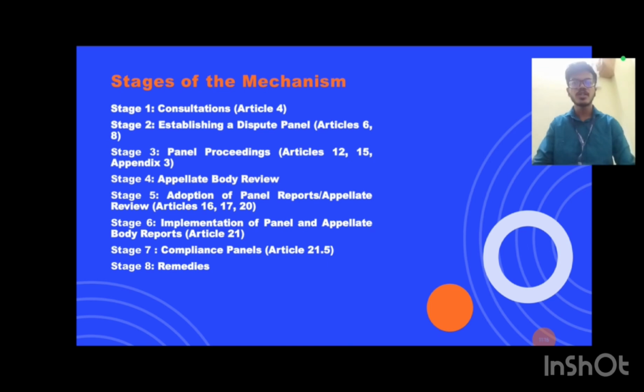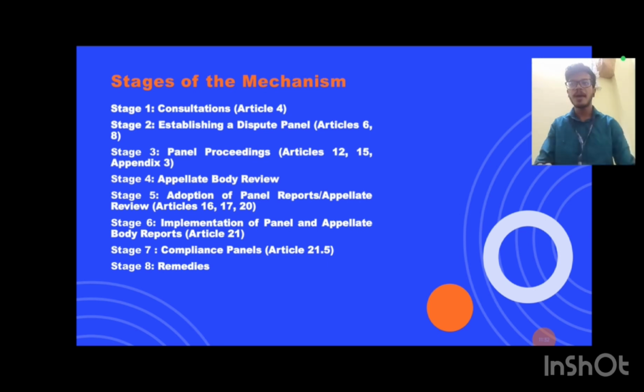Extensions are usual in complex cases. The period from panel establishment to circulation of the panel report to WTO members should not exceed 9 months. In practice, panels have been found to take more than 13 months on average to publicly circulate reports.